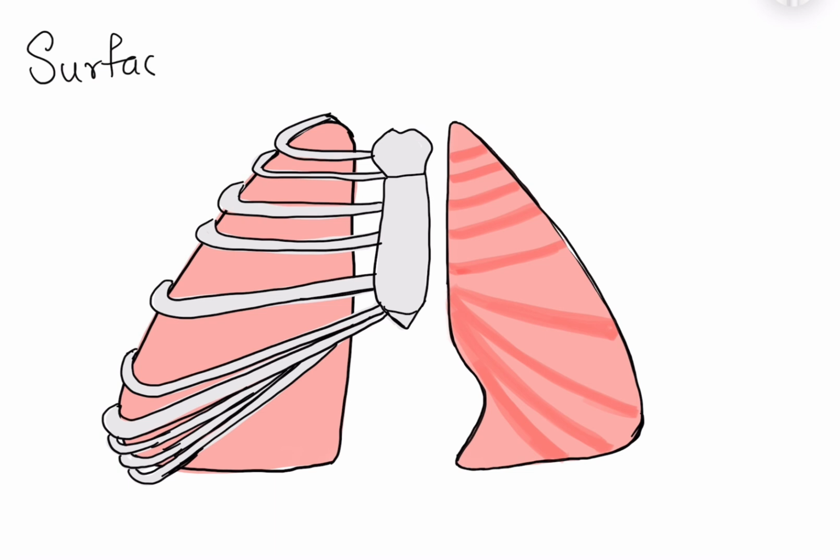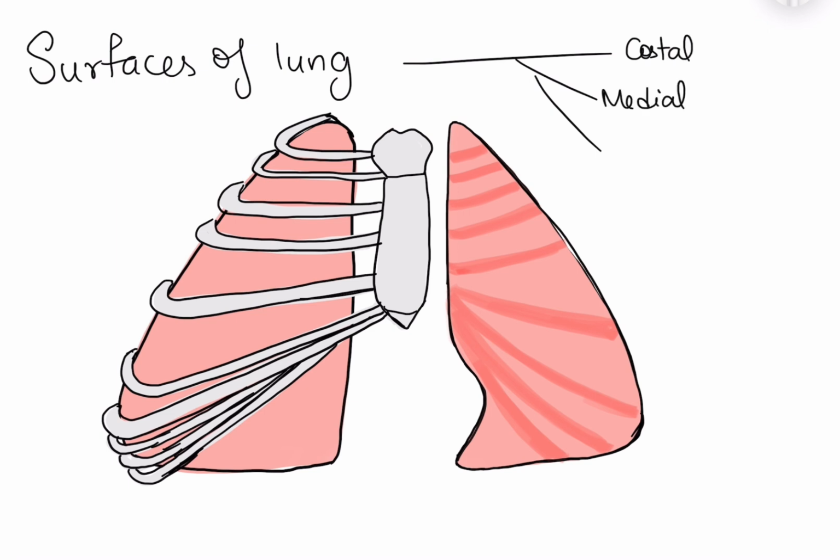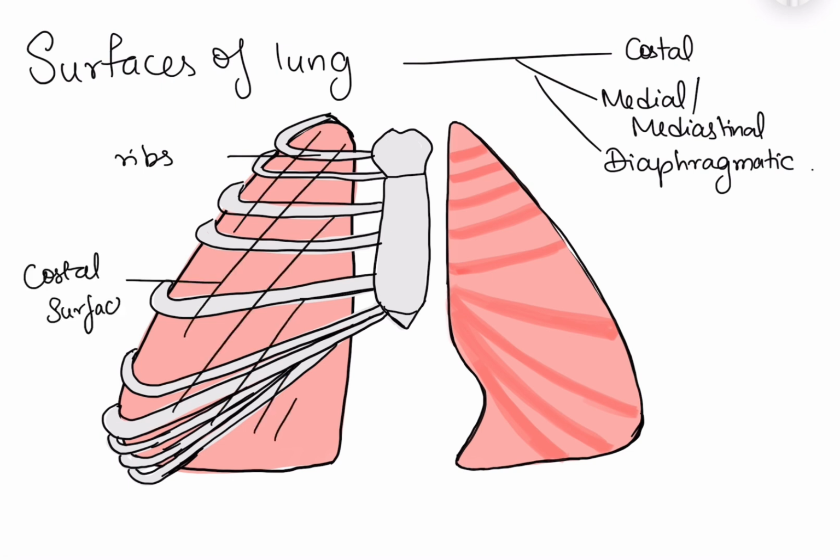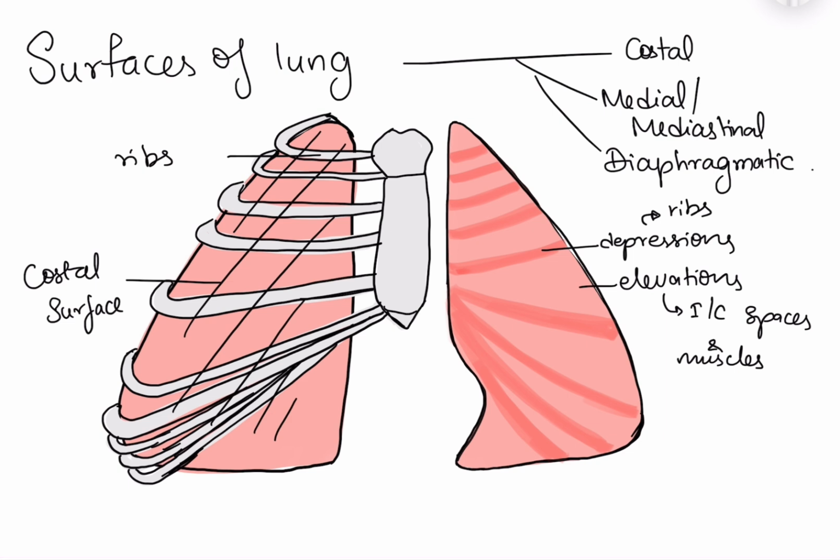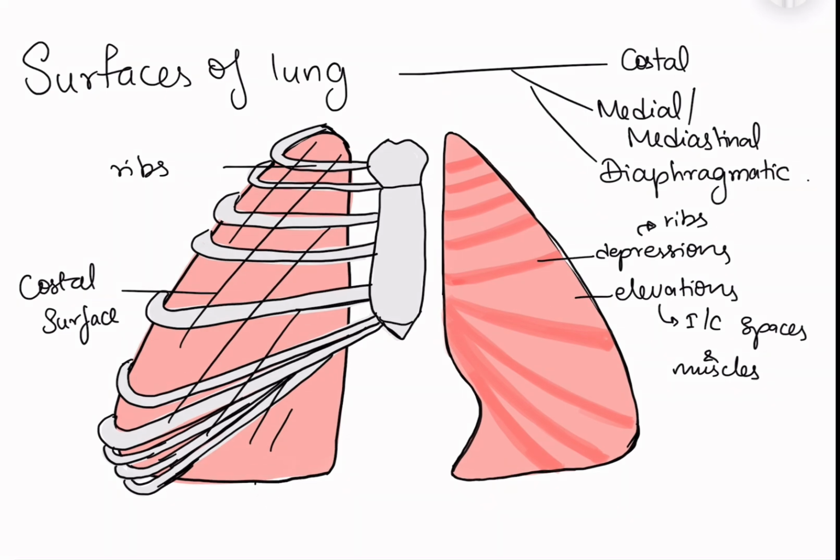Now, the surface of the lungs are based on their adjacent anatomical structure. Hence, it consists of three surfaces: costal, mediastinal or medial, and diaphragmatic. As the name suggests, costal surface is the one facing the ribs. If you notice, the lungs will have alternate depression and elevation markings. These are caused by rib and intercostal space with muscles, respectively. At the bottom, facing the diaphragm, we have the diaphragmatic surface.